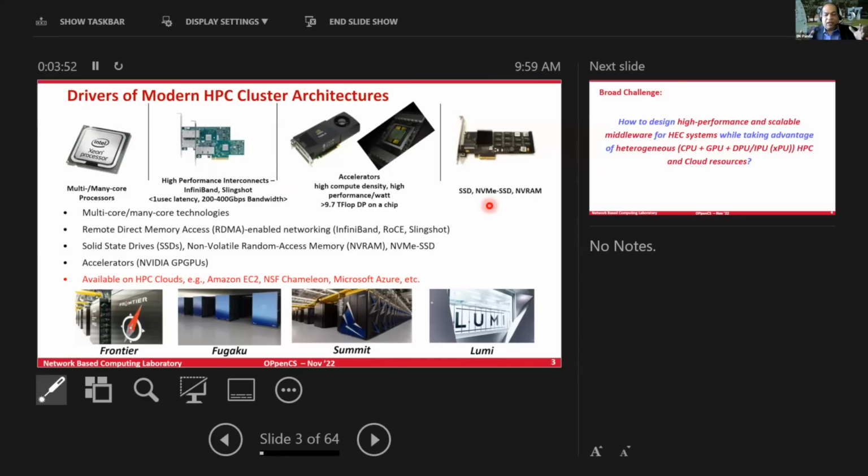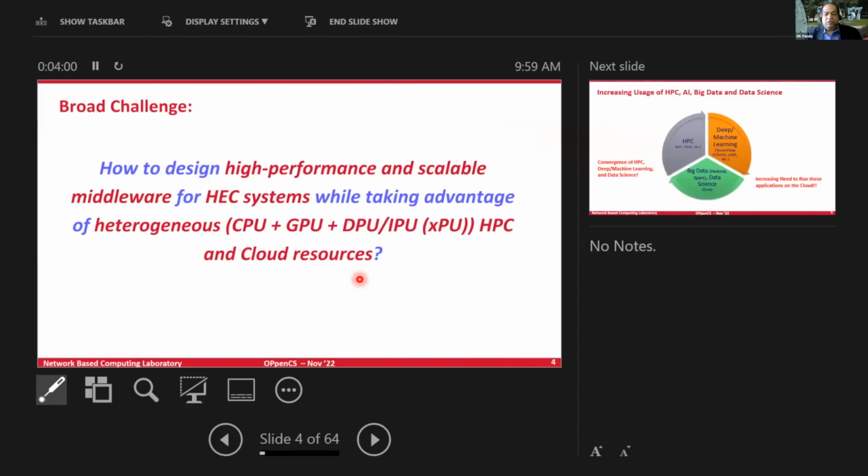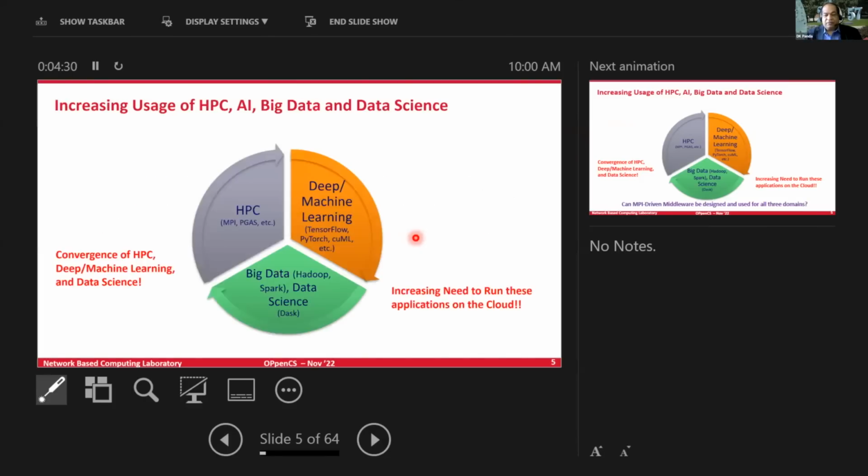So once you put all these large systems together, not only on-premise, but also in the cloud, we are seeing a very similar trend. So the broad challenge is how do we design high performance and scalable middleware for these systems while taking advantage of heterogeneous HPC and cloud resources. So when I say heterogeneous, I talked about CPU and GPU. As some of you know, there are some new things coming up like the DPU, data center processing unit, and the IPU. In general, different vendors are talking about XPU. So how do we take advantage of these to design very high performance and scalable middleware?